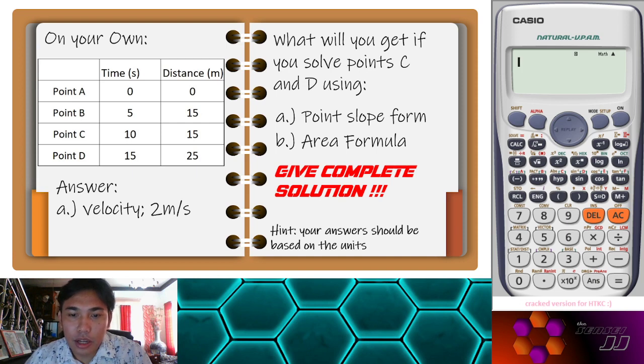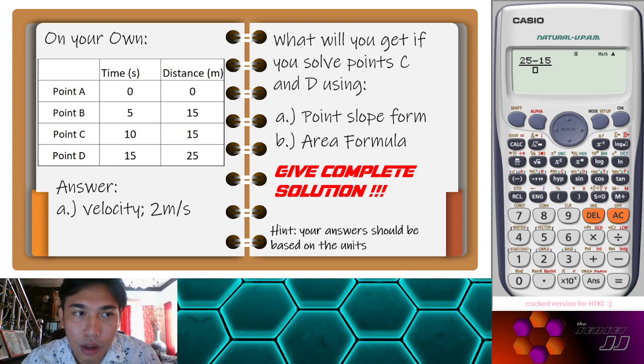Okay, so we have our calculator now. How did you arrive, sir, at our velocity of 2 meters per second? Using the points C and D, we have the point slope form. We have the rise of our distance, which is 15 and 25. Starting from our furthest point, which is D, 25 minus 15.